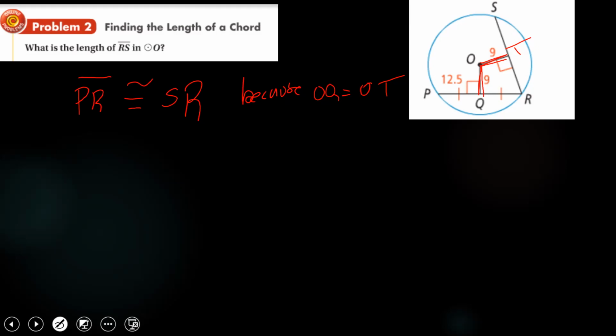Now look at PQ and QR. They told me they are equal. Since OQ is perpendicular to the line segment, it acts like a bisector, so PQ is equal to QR. So PR is 25. The length of PR will be 25, because QR is 12.5 and PQ is 12.5, so PR will be 25.